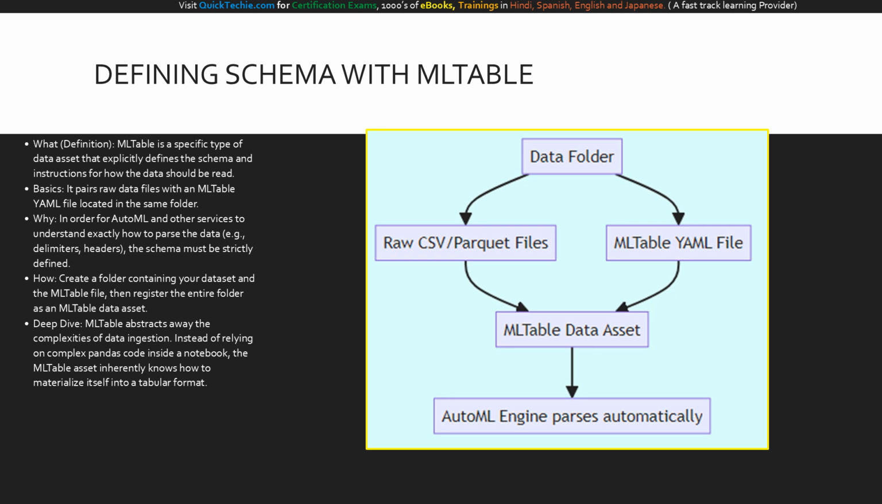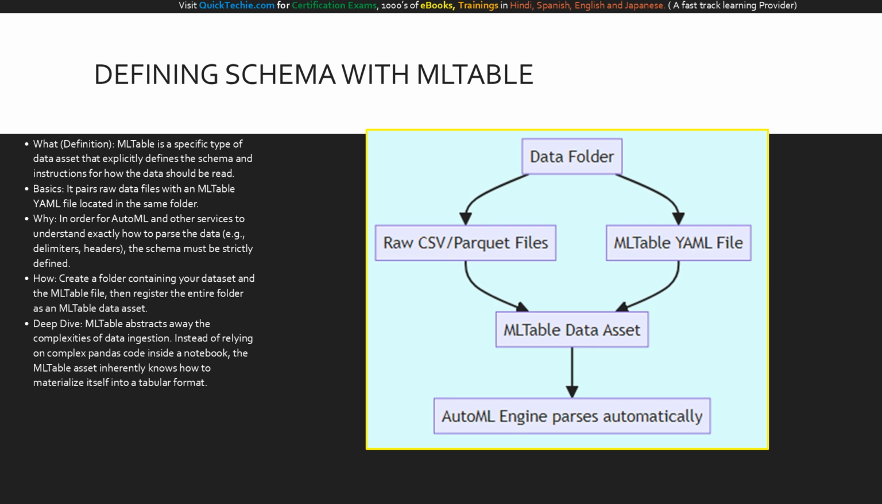Why do we do this? It eliminates the guesswork. Instead of a data scientist writing 50 lines of complex data loading code in a notebook, the ML-table explicitly defines delimiters, headers, and data types. This abstraction allows the Azure ML compute to instantly and flawlessly materialize your raw files into a usable tabular format.